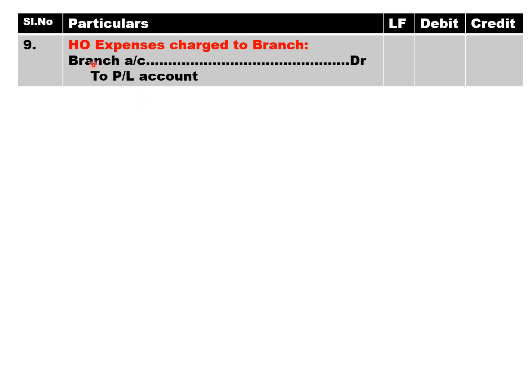Ninth journal entry: head office expenses charged to branch. The expenses of head office are being paid by the branch. So the journal entry will be branch account debit to P&L account. Because it's an expense, it should be debited to branch account and transferred to P&L account.